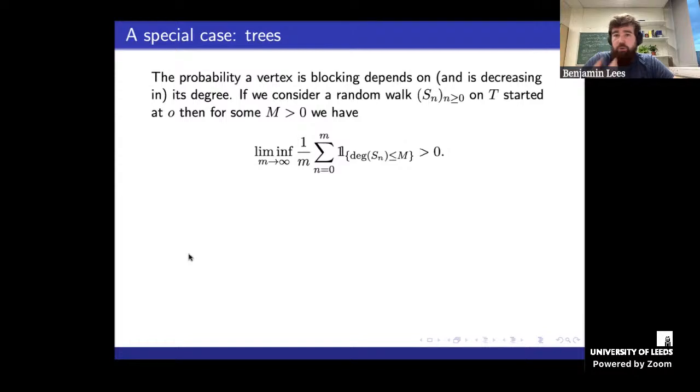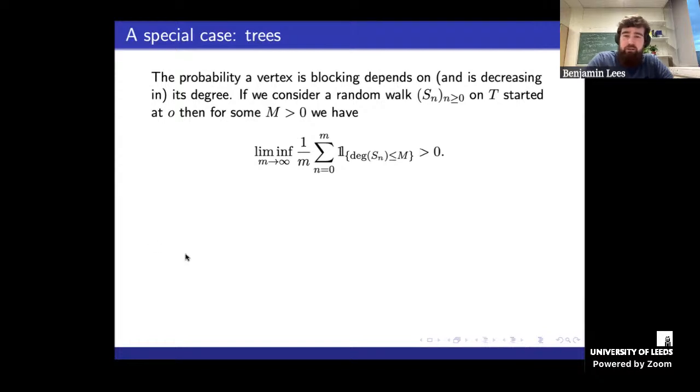So one of the ingredients we need is, because we don't have locally or uniformly bounded degrees, we just have finite branching number. We need to know that we encounter vertices whose degree isn't too high relatively often, or at least often enough. The reason for this is because the probability of being blocking depends on the degree. It's actually decreasing in the degree.